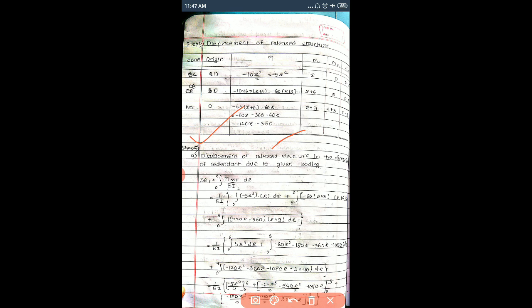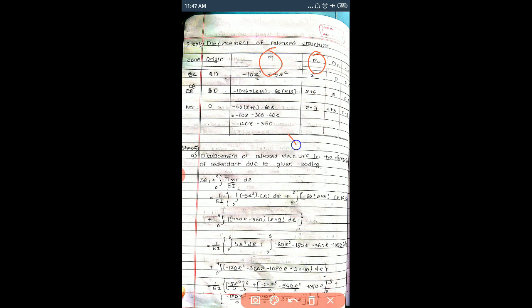flexibility matrix. So, displacement of the released structure in the direction of redundant due to the given loading. We are going to form the displacement due to redundant 1, and also the displacement due to redundant 2. So these two values we are going to solve for. Now, what is the displacement of the released structure due to redundant? It is the integral of m into m1.